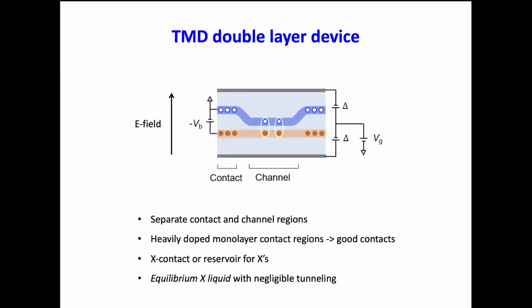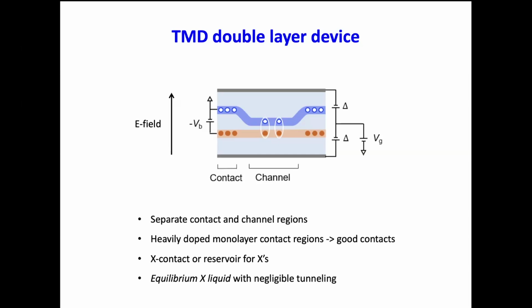All right, so a few more words about the device, how we actually can make this device work. We divide the device into two channels. One is the exciton channel here. The electron and hole layers are separated by a very thin boron nitride layer. So the separation in this channel region is about 2 nanometers.